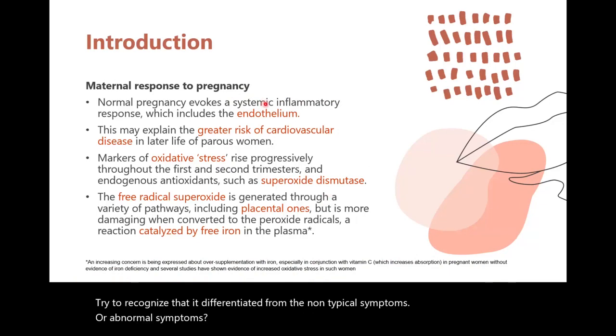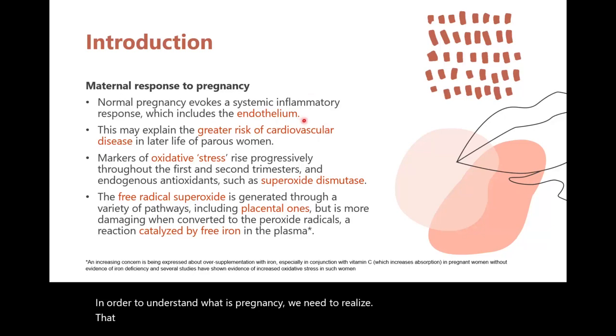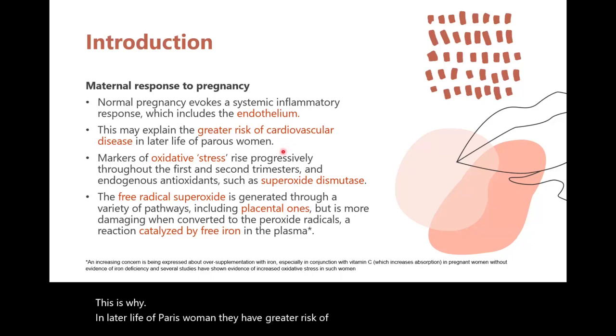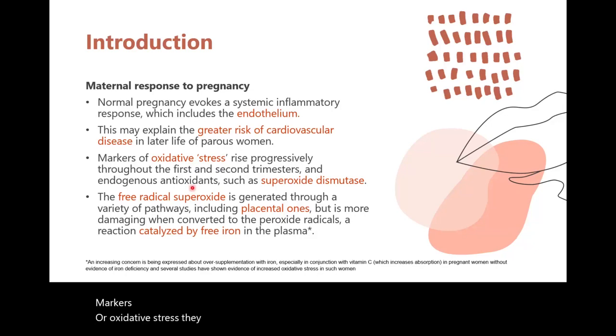So, in order to understand what pregnancy is, we need to realize that pregnancy has to do with endothelium changes. This is why, later in life, parous women have a greater risk of cardiovascular disease. So markers for oxidative stress rise during the first and second trimesters.